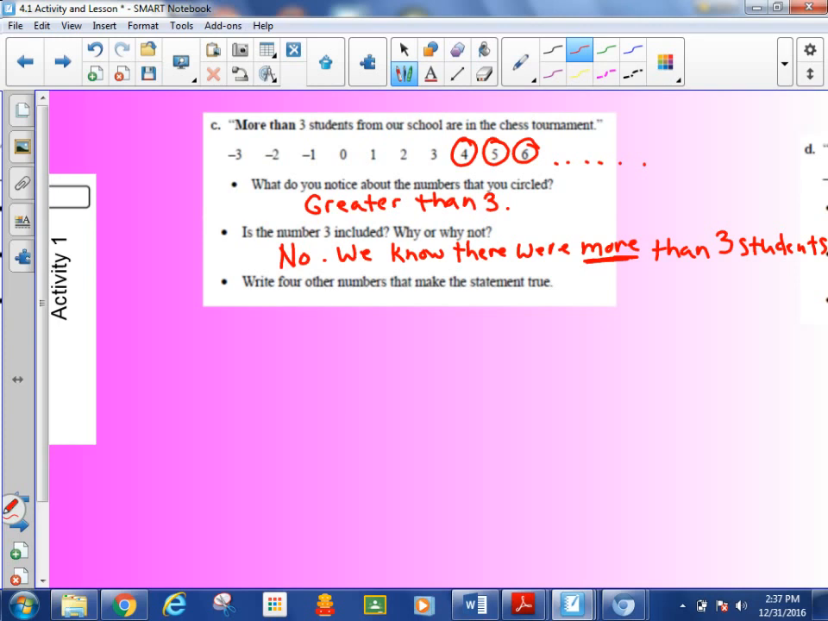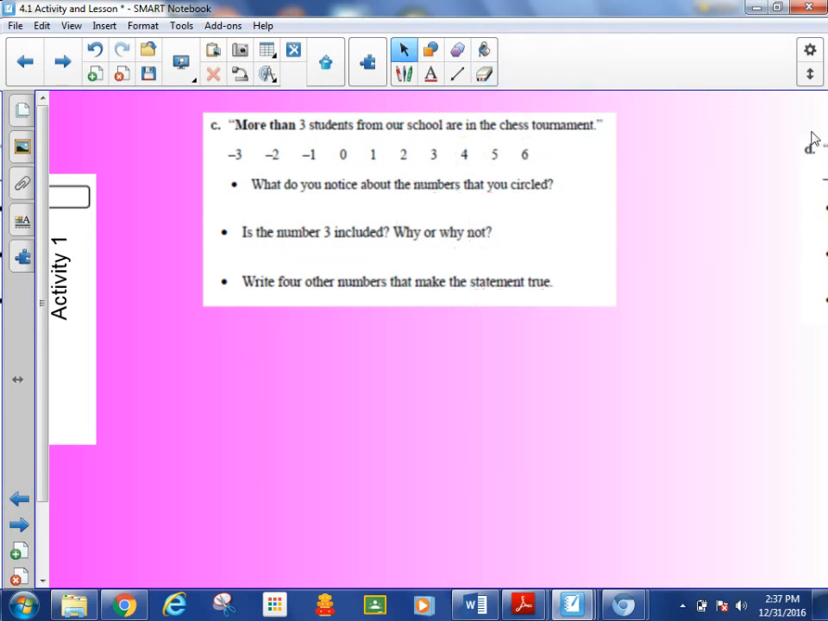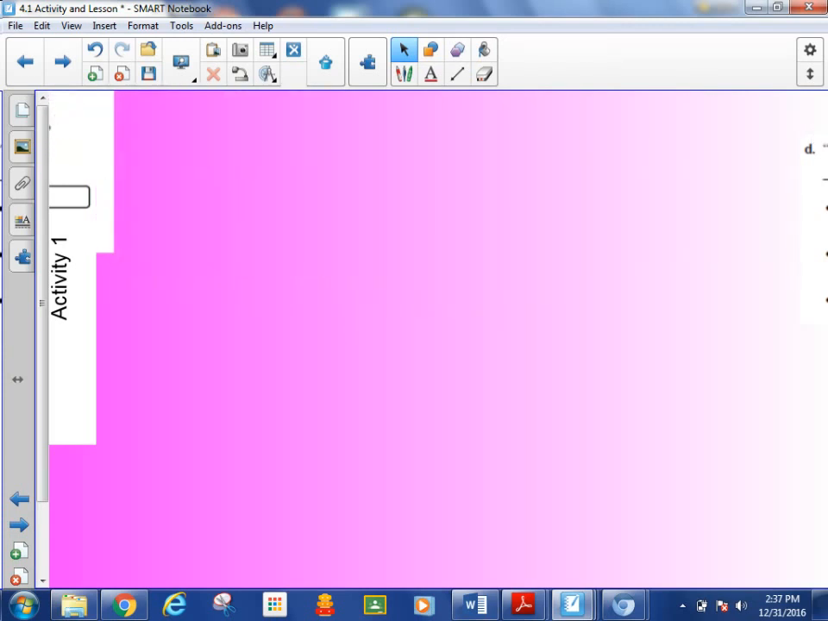Okay. Write 4 other numbers that make the statement true. So we've circled 4, 5, and 6. So 4 other numbers, 7, 8, 9, 10. You could put any number that's greater than 10 even. Okay, so I want you guys to go ahead and work through letter D on your own, and then you can check that off of the answer key for activity 1. All right, we're going to go ahead and transition into activity 2.